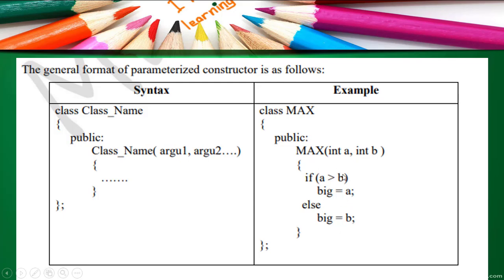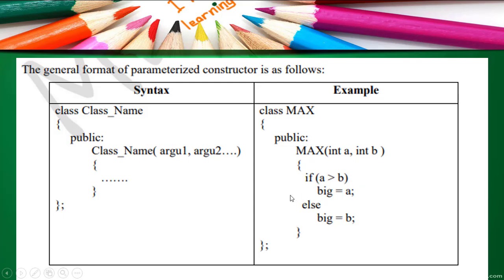Suppose 20 is greater than 10, means 20 is assigned to a. So 20 is greater than 10. Yes, it is true, so 20 will be assigned to big. In this case, we have already studied the if else condition in first year. The same thing we are using here, the if and else condition.